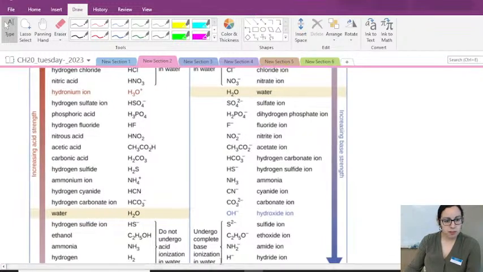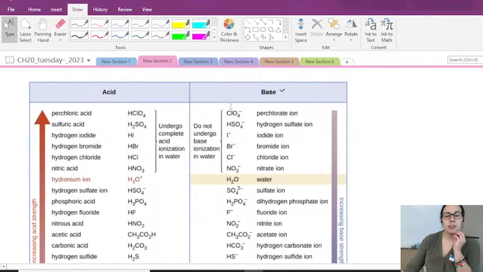And in retrospect, I should have printed out this chart for you. I can bring it for Tuesday, but this is also helpful.